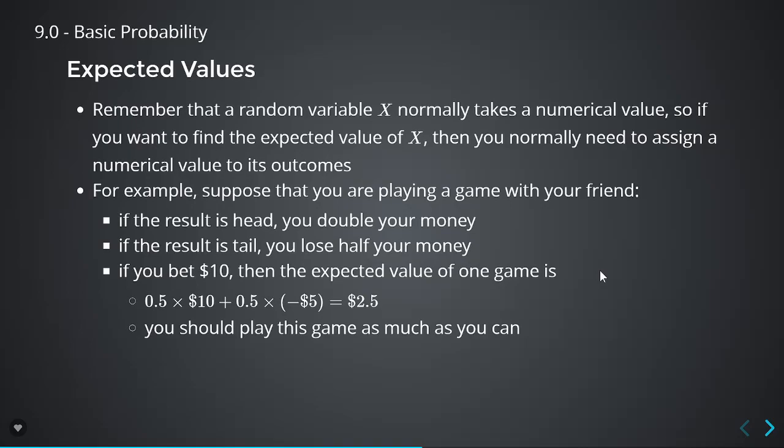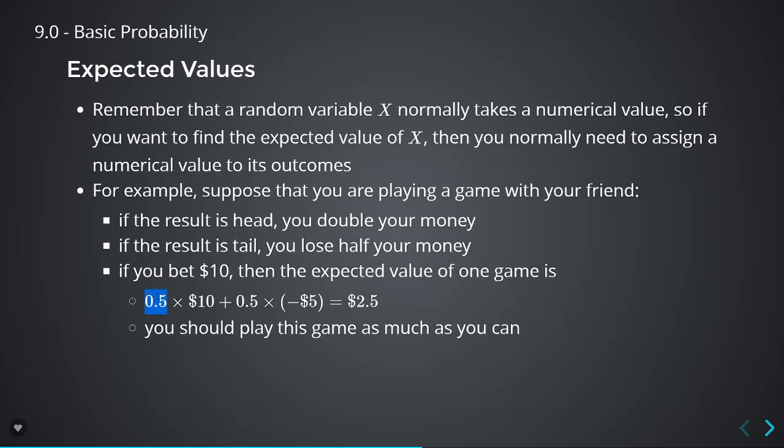But let's say you play a game of coin flips, let's see what we have here. If the result is head, you double your money. If the result is tail, you lose half your money. Now you can assign a numerical value to these events, right? Because if you bet $10, if you win, you get $20. If you lose, you lose $5.